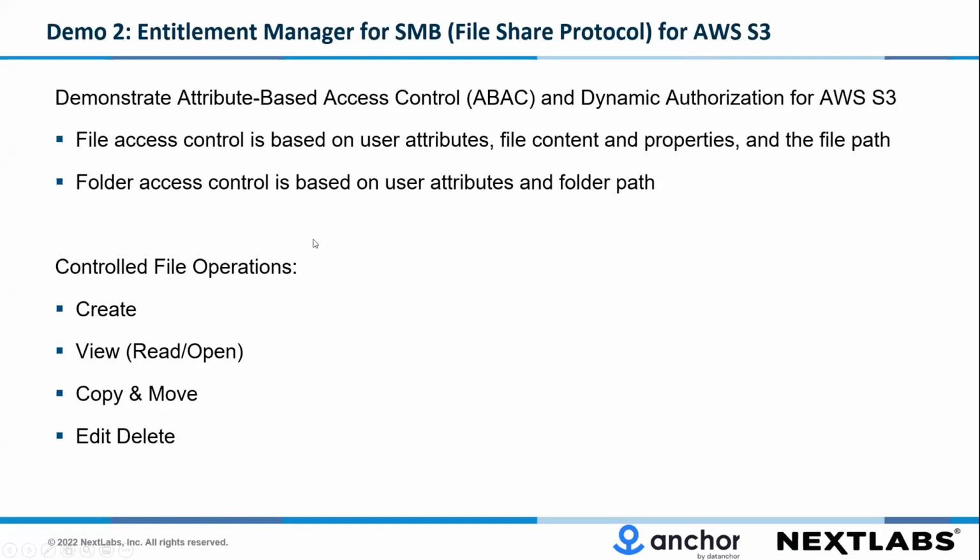So here we'll see that the file access control is based on user attributes, file content and properties, and the file path. And then folder access control is based on the user attributes and the folder path. We have in this demo examples of how these can be controlled based on the privileges: create, view, copy and move, edit, delete.